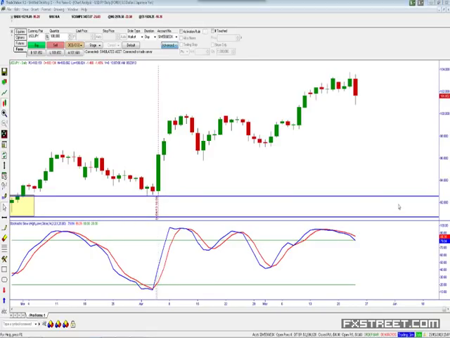Let's see what this price is. Sorry, I have to move the chats off of the side of my screen.